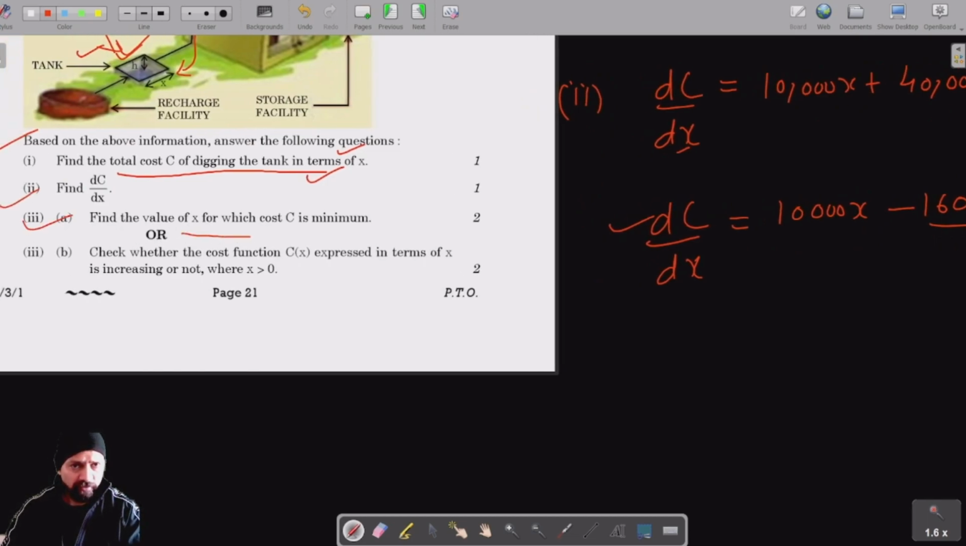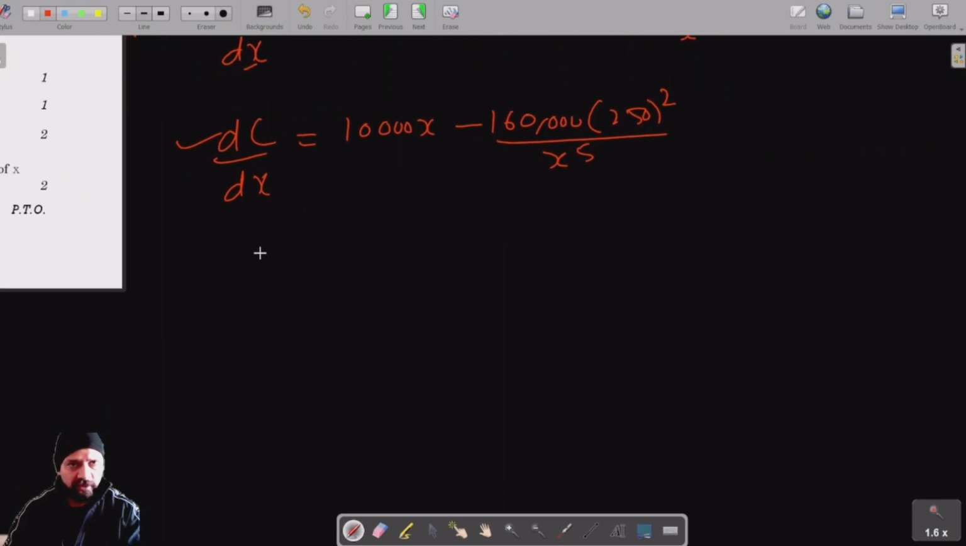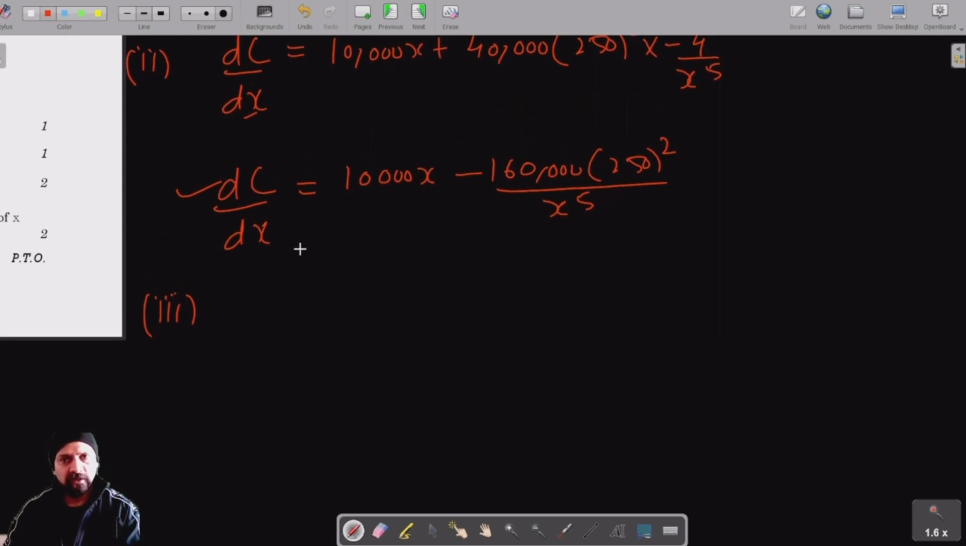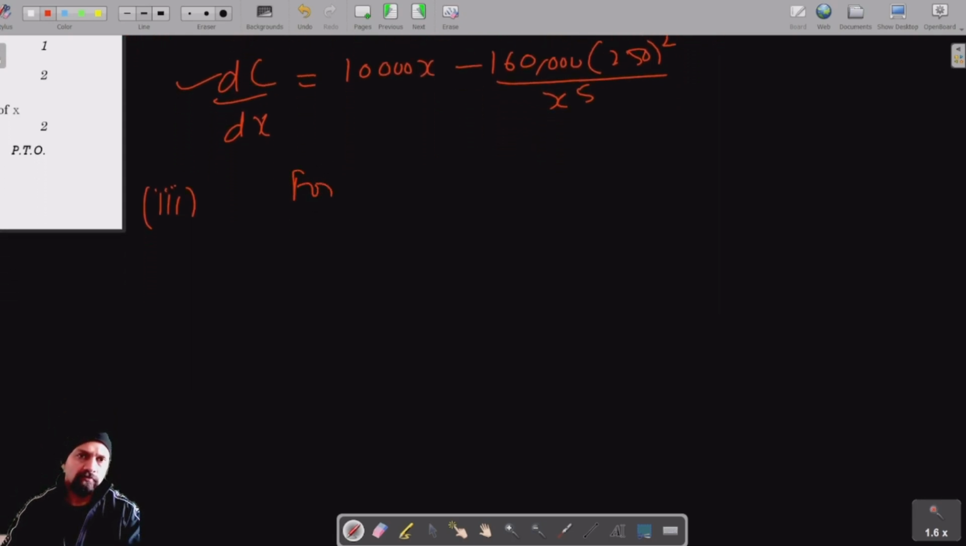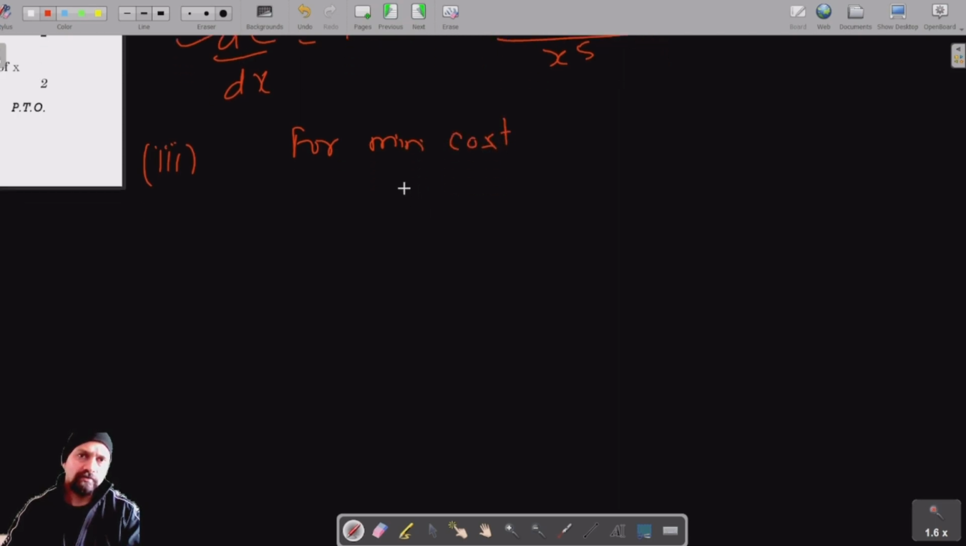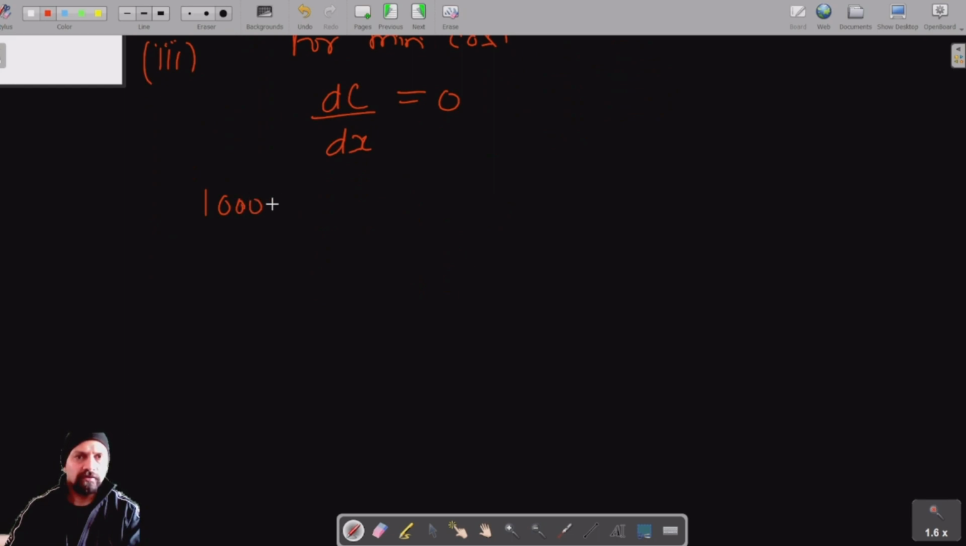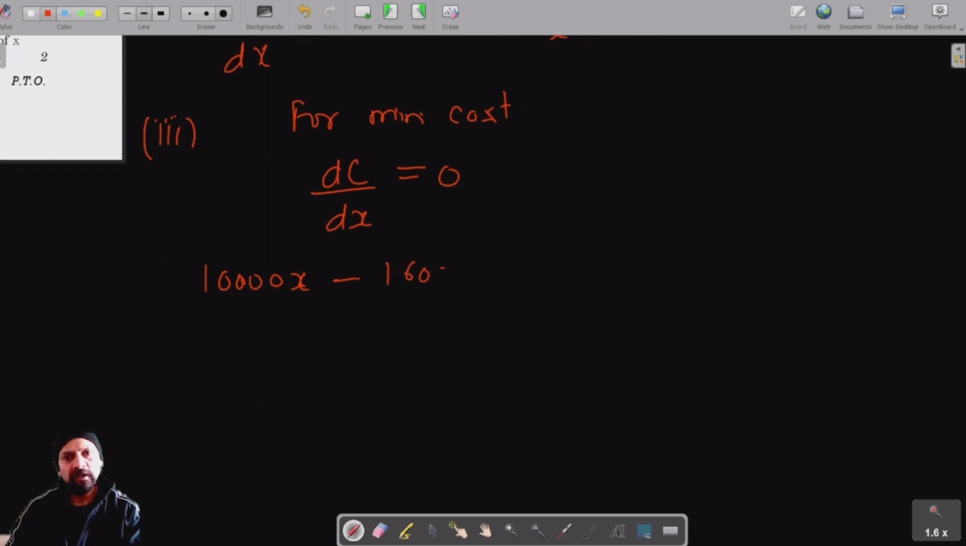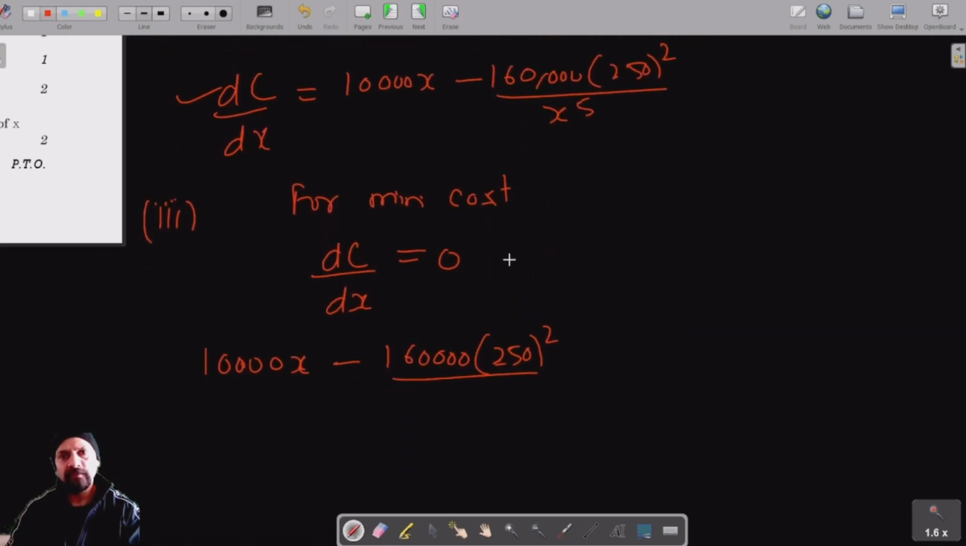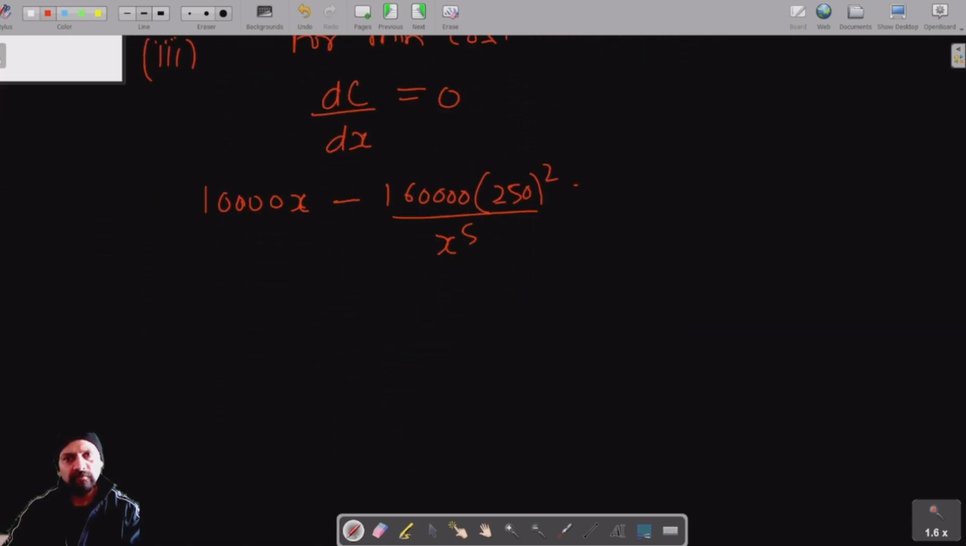Now we have to find the value of x for which the cost is minimum. So finding the value of x, and at that value the cost should be minimum, we have to find the second order derivative as well. So first of all, let's find the value of x for minimum cost. dc by dx should be equal to 0. So this is 10,000 into x minus 1,60,000 into 250 square upon x raised power 5 is equal to 0.